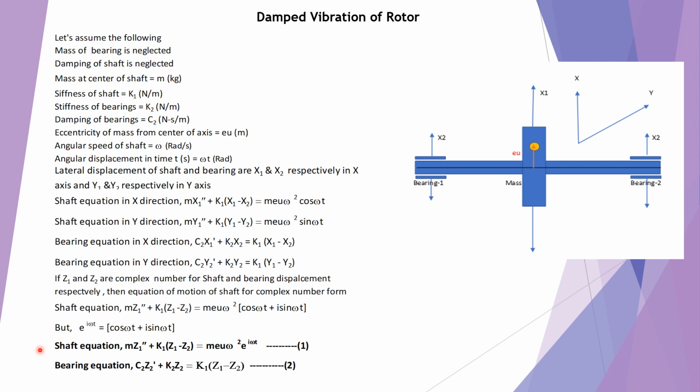So the shaft equation can be written as m Z1 double dot plus k1 into (Z1 minus Z2) is equal to m e omega square e to the power i omega t. Then the bearing equation can be written as c2 Z2 dot plus k2 Z2 is equal to k1 into (Z1 minus Z2). So these are the two expressions for motion of the shaft equation as well as the bearing equation in the damped condition on flexible bearing support.